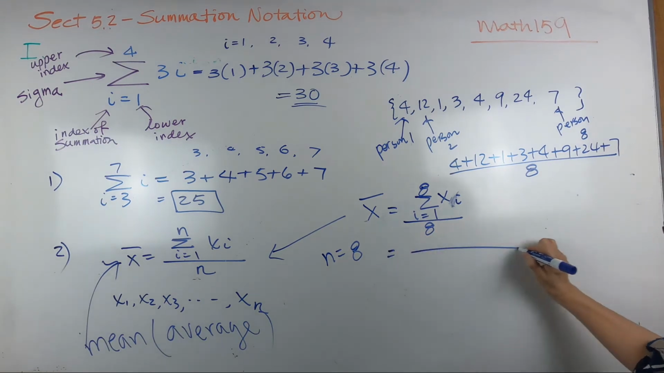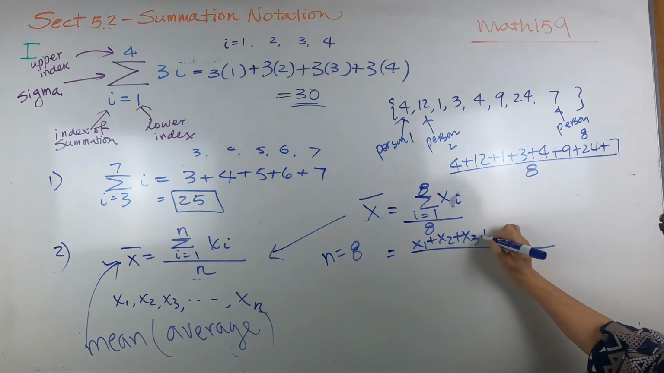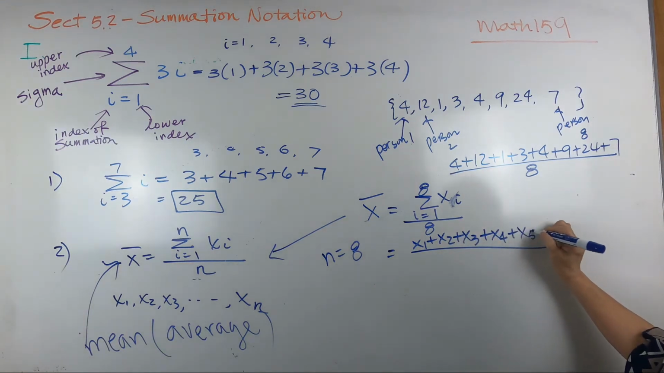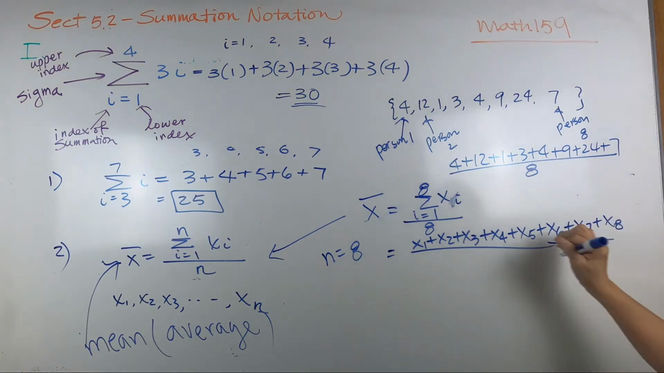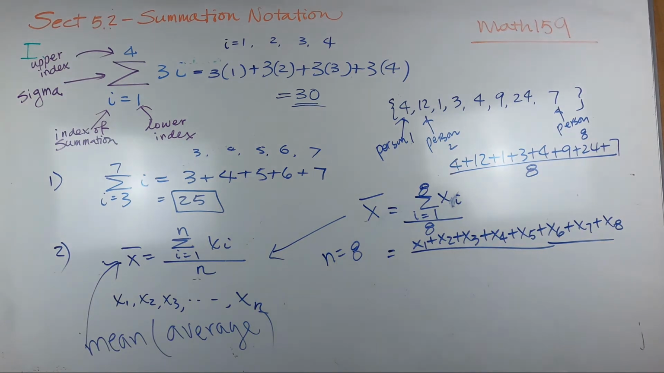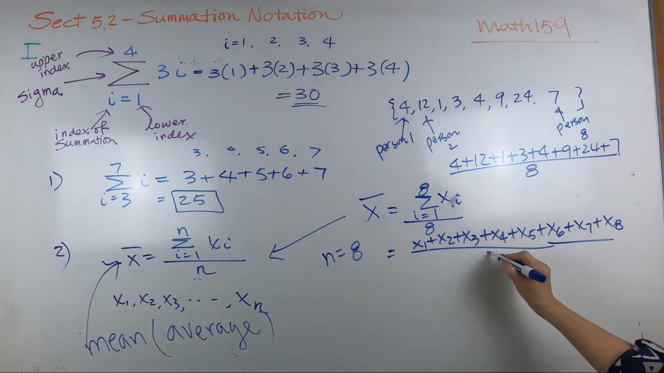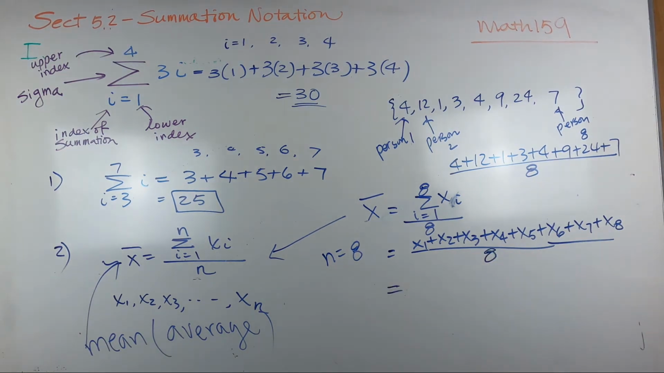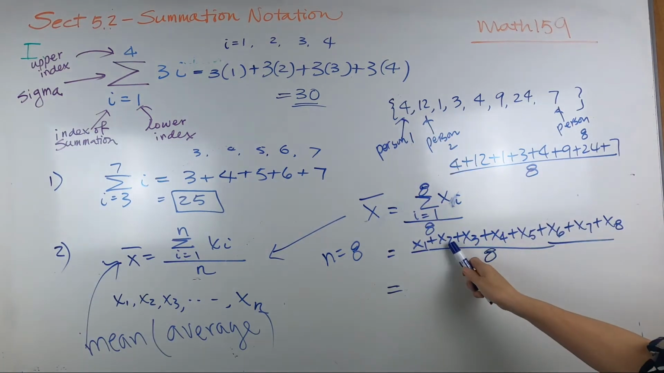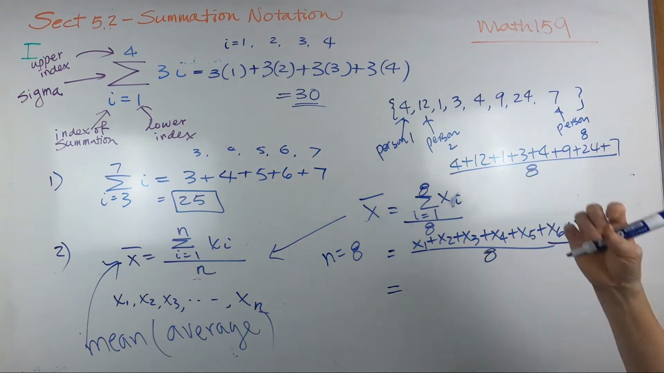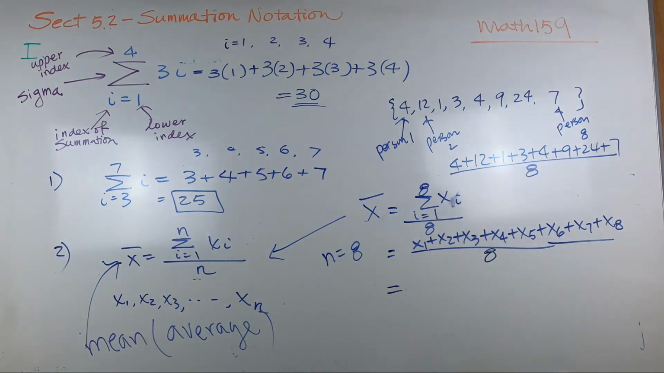So you actually write it out will be what? X1 plus X2, 3, 4, 5, 6, 7, and 8. That's what this symbol means. Xi means little i subscript 1 all the way to 8. Then divided by 8, right? Then what is your X1? X1, first number. X2, second number. So you need to relate the symbols to the data we are talking about.